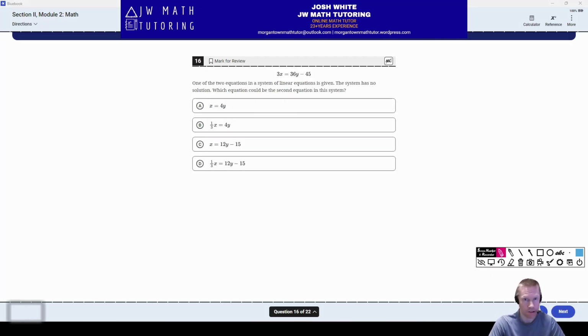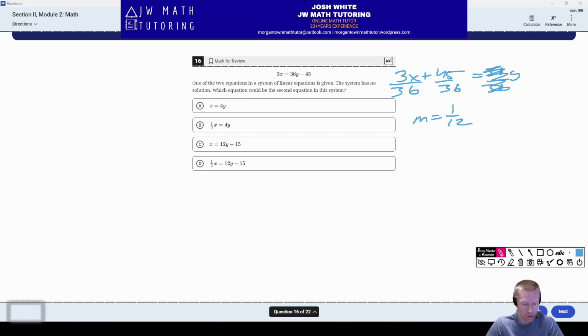Next up, question number 16. Here you have a single linear equation, two variables, i.e. a line. And you want to know which of these could be the second equation for the system if it has no solution. So if you're going to do this by hand, I would take the first equation and put it in slope-intercept form, so you get 3x plus 45 equals 36y, and then you can divide by 36. Okay, so notice the slope of this first equation, this given equation here, is going to be 3 over 36 or just 1 over 12.